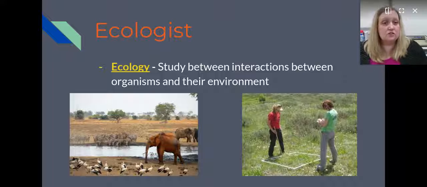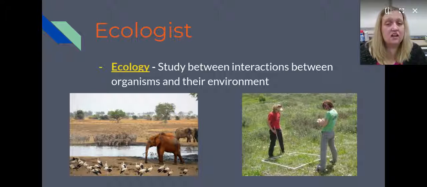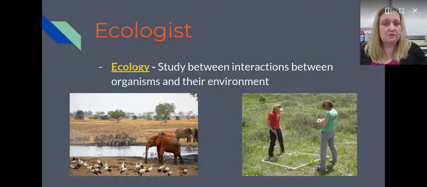And our last one for today is an ecologist. An ecologist is a scientist that studies interactions between organisms and their environment. We will get into ecology in a little bit in earth science. We'll do that next semester. We'll look at major ecosystems that have the same kind of environment over a large area. And there's different types of biomes, and we'll get into that next semester.